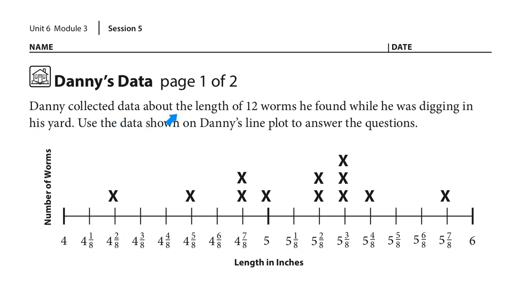Danny collected data about the length of 12 worms he found while he was digging in his yard. We're supposed to use the data shown on Danny's line plot to answer the questions. So it looks like we're talking about number of worms here. So we've got 1 worm, 2, 3, 4, 5, 6, 7, 8, 9, 10, 11, 12 worms, and each of these worms was a different length. Well, I guess a couple of them were the same length. Even those 3 were all the same length. And we're talking inches here.